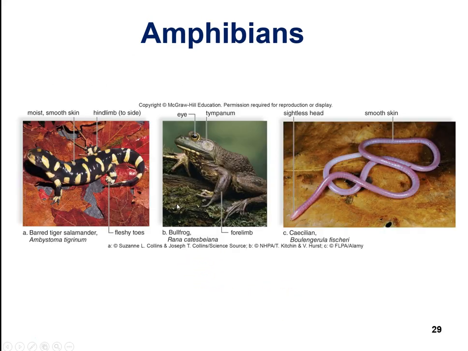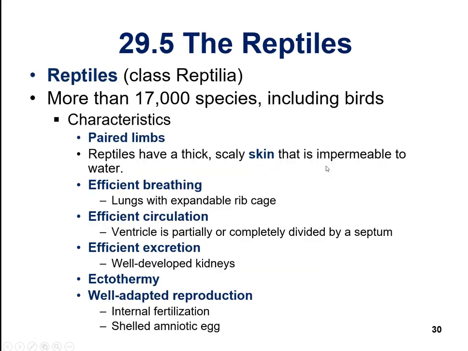All right, to show you some examples here. Here's a salamander, right? Again, a salamander's an amphibian. It's not a lizard. It's not a reptile, okay? It has moist, smooth skin. Then obviously a frog, a bullfrog, and this is that caecilian that I talked about before.